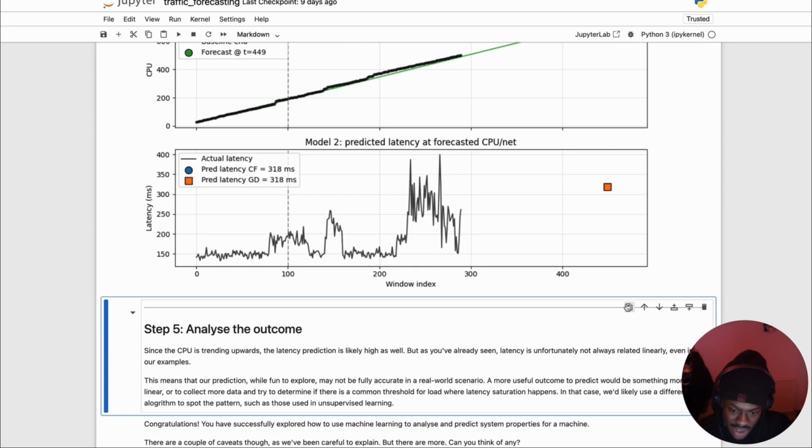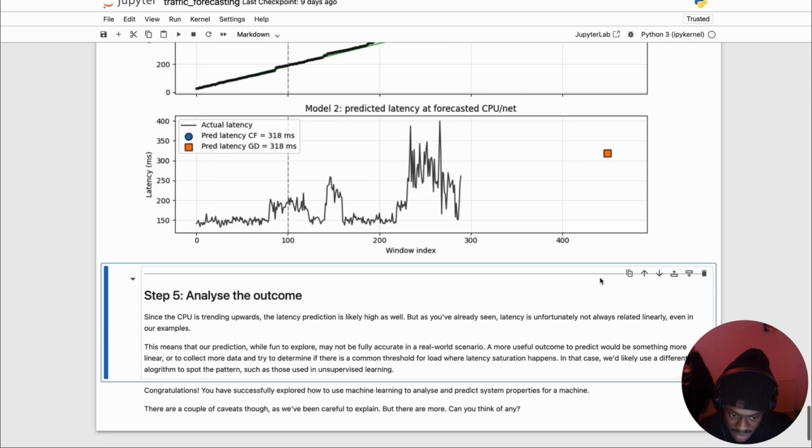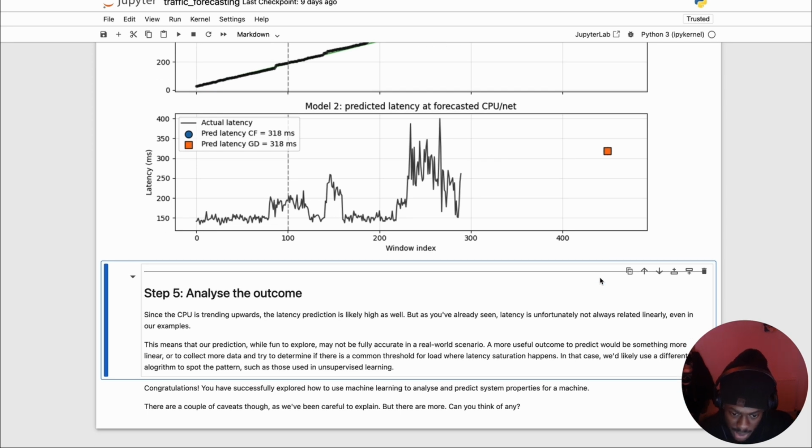Now it's time for the strong caveats. As you've already seen, latency is unfortunately not always related linearly to our other metrics, even in our examples. So our work is not done. We are learning what behaviors can be predicted with the right models. I believe what we truly need here is either ensemble trees or anomaly detection. And yes, we will look at those in upcoming videos.